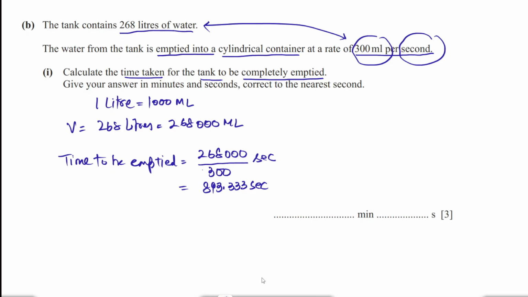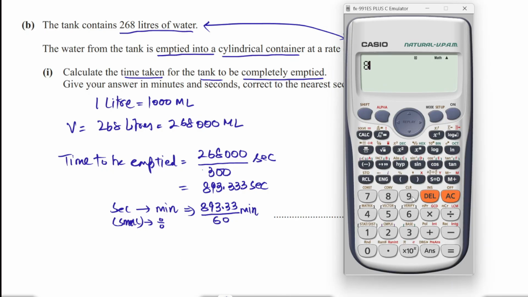What are we going to do now? This is a crucial step. We will convert these seconds into minutes. To convert seconds to minutes, always remember, as I told you in the previous question also, when we have a smaller quantity in hand, we divide. So to convert it into minutes, 893.33 upon 60, and it would be converted into minutes. So 893.33 divided by 60.